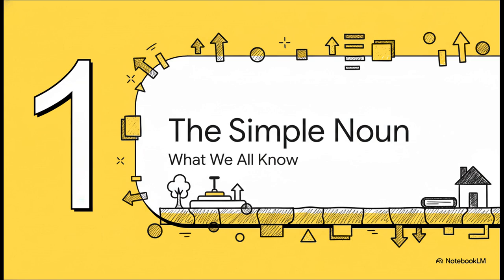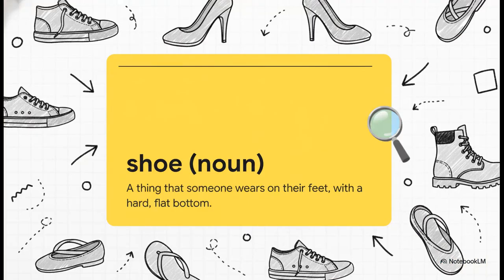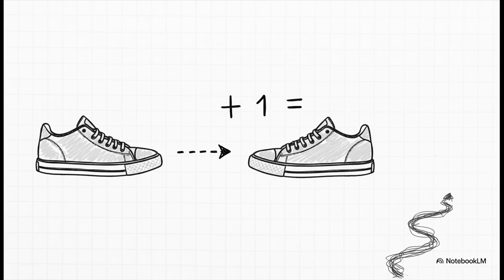Okay, so first things first, let's start with what we all know. The easy part, right? The simple, straightforward noun. You hear the word shoe, and you picture, well, a shoe, something you wear on your foot, a physical thing. Super straightforward, no big surprises here at all. You've got one shoe, you've got two shoes. The grammar is about as easy as it gets, just a regular old predictable noun. So everything seems pretty normal so far, doesn't it?